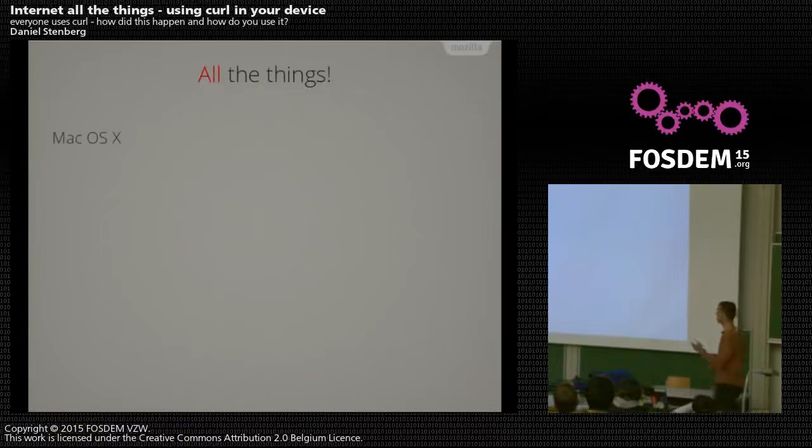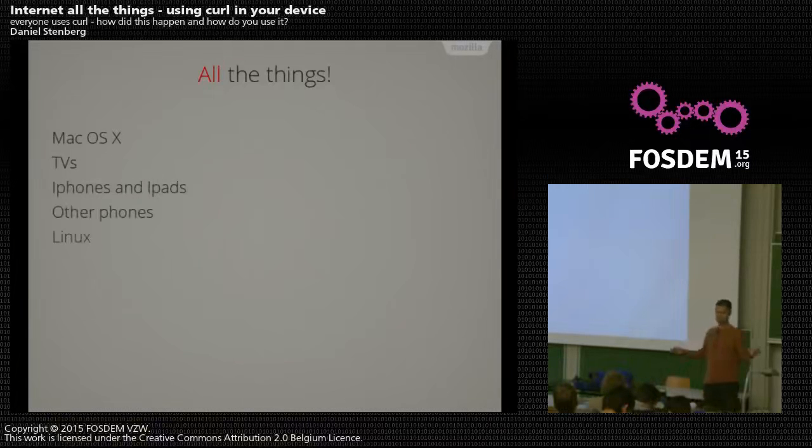Like Mac OS X, that's about 100 million users or so. They use it by default, so they use a lot of applications that use libcurl, and they use curl the command line. And every single TV these days, you know, they add all sorts of fancy internet stuff. So high-end TVs, everything these days. All the major brands use curl. iPhones and iPads ship curl inside, even if they don't expose the API. And all phones, Linux, games, version control systems are also using a lot of curl.